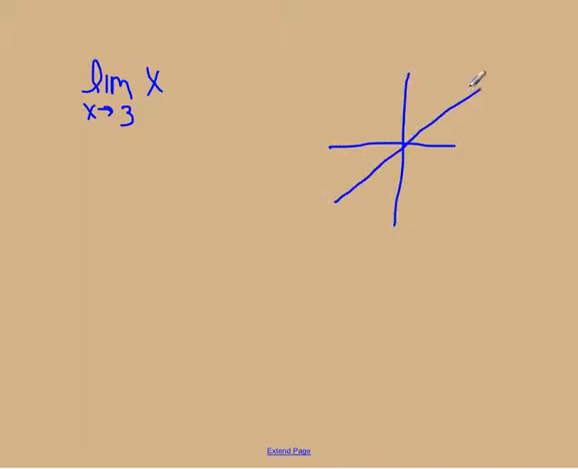Okay, next page. Now we're going to look at something like the limit as x approaches 3 of x. If we look at the graph, x goes like this. As x approaches 3, the height of the graph is also 3. So this answer would be 3. So here's a rule, a property: the limit as x approaches c of x equals c.